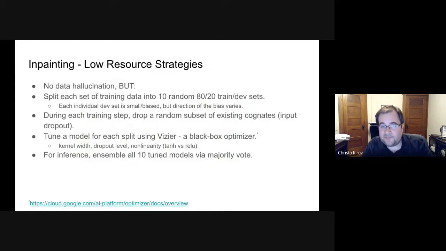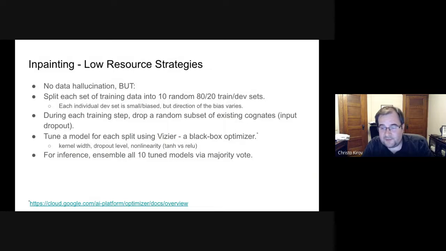Like for the neighborhood model, we needed to deploy some tricks to deal with the low resource nature of the shared task. We didn't hallucinate cognates, but we did randomly drop cognates from each training group. We also took advantage of the fact that the inpainting model is really small and simple, so we could train it lots of times. For each training set, we created 10 random 80-20 splits into an even smaller training set and a tiny dev set.